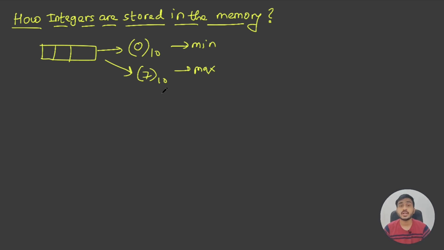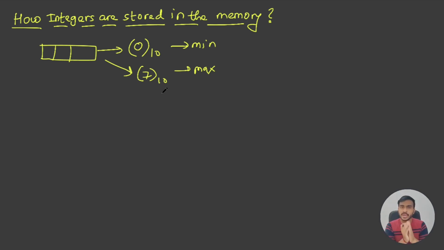What's the problem over here? The problem is we are not considering the negative values. This is a very big problem. We are just talking about positive numbers starting from 0 to the maximum number it can store. Whenever we are talking about integer variables, we also need to consider negative values, because an integer variable is going to store positive as well as negative values. So this is the problem. Now how can we solve it?